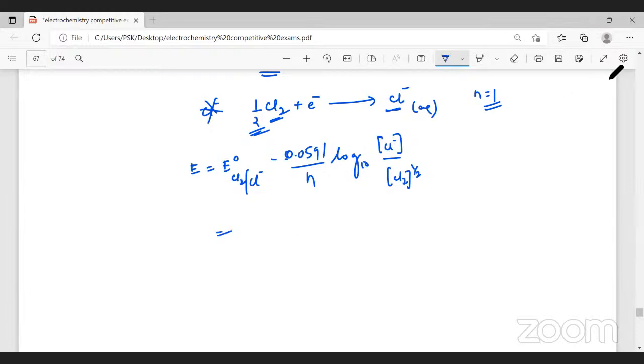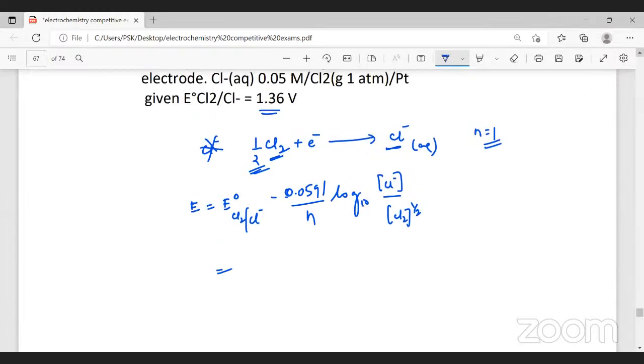Now, what's the potential of chlorine they've given? They've given the potential of chlorine to be 1.36 minus 0.0591 divided by 1, the valency of chlorine is 1, log to the base 10 of. What is the concentration of chloride? They've given the concentration of chloride ion to be 0.05. And what is the concentration of chlorine? 1 is the coefficient, half. So it will be divided by 1 to the power half.